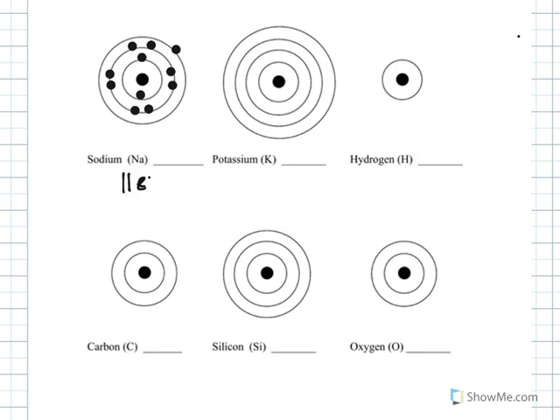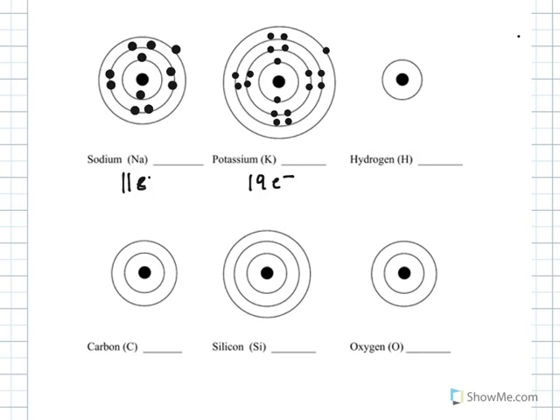For potassium, if we look at the periodic table, potassium, which is K, has 19 electrons. So putting them around the potassium nuclei, it has 2 electrons in the first shell, 8 electrons in the second shell, 8 electrons in the third shell, and 1 electron in the fourth shell.